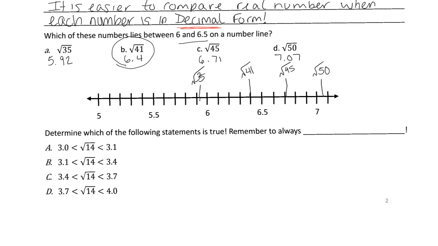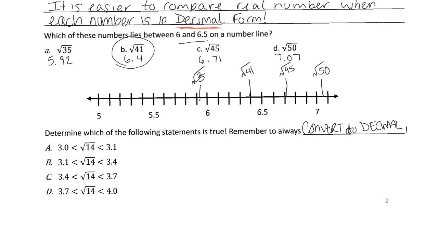Looking at the next example, we want to determine which of the following statements is true. What's going to be helpful for this? Because this is like the square root of 14 is in between which two values? But they're decimal values. So it's always helpful to convert everything to a decimal. So convert to decimal. That's going to be very helpful on the next page, which you're going to try by yourself.